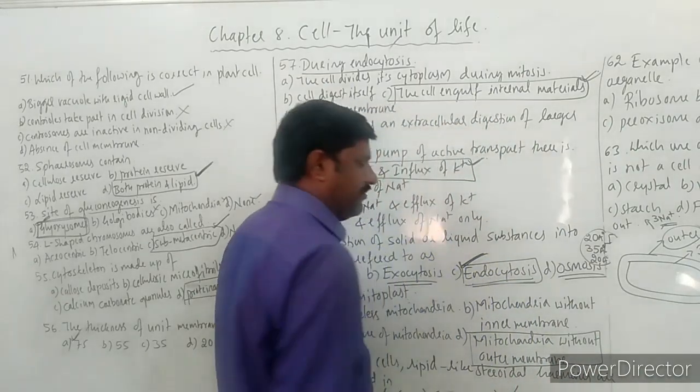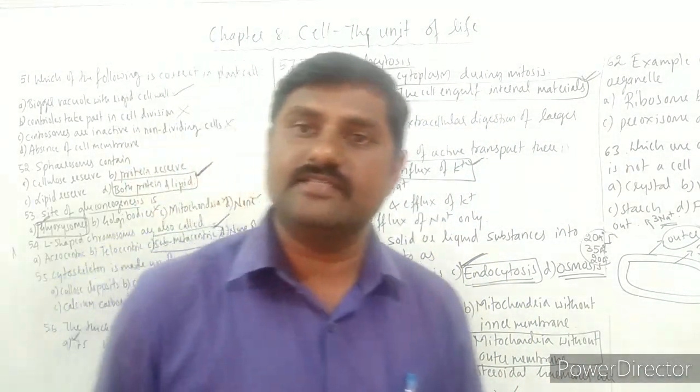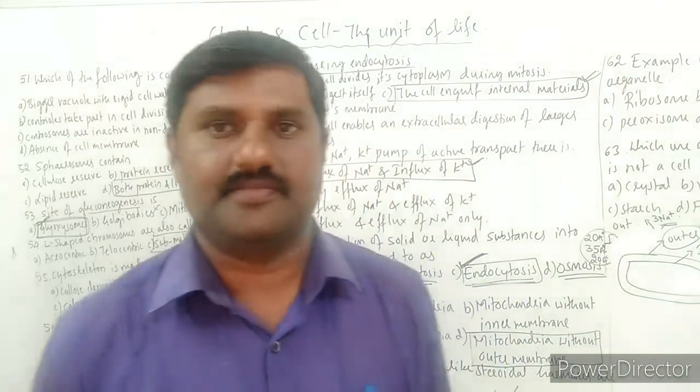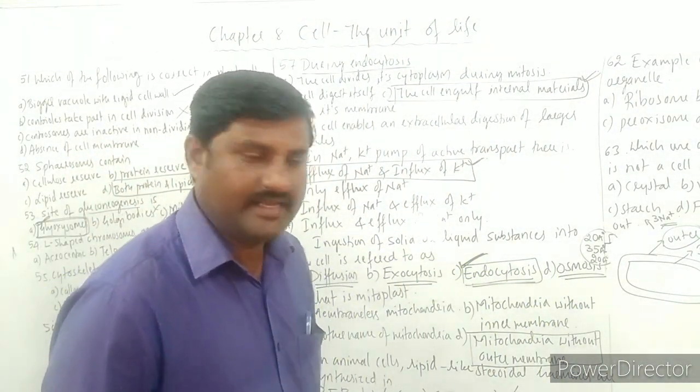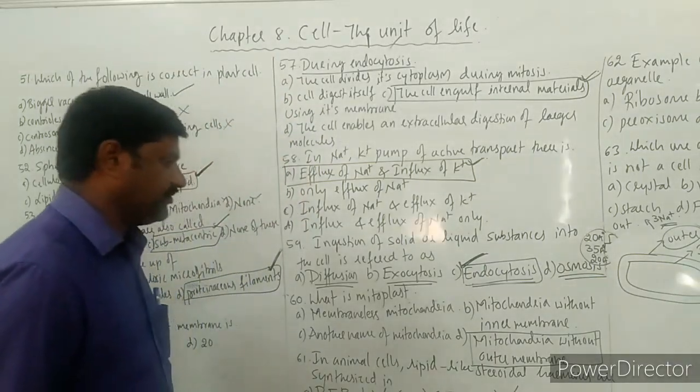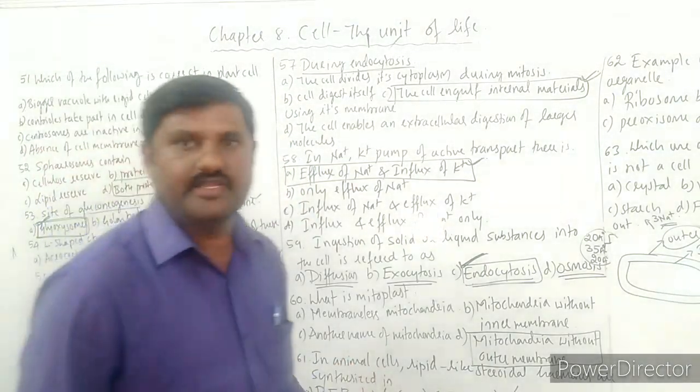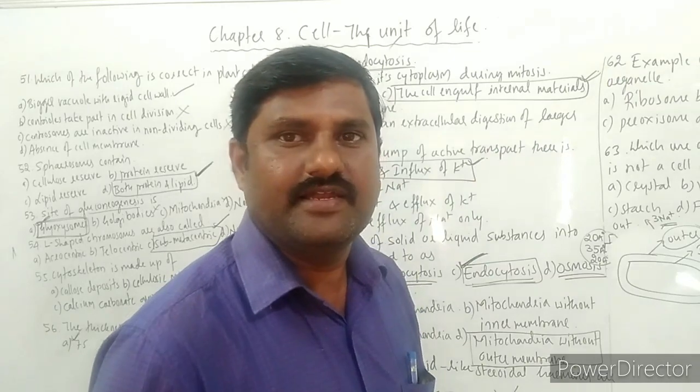Mitochondria without outer membrane is called as mitoplast. It is called as mitoplast. Is it clear? So next question I shall go over here. So what is the next question?